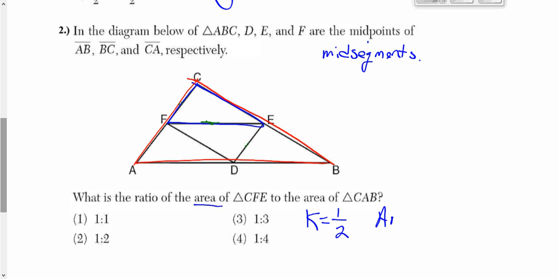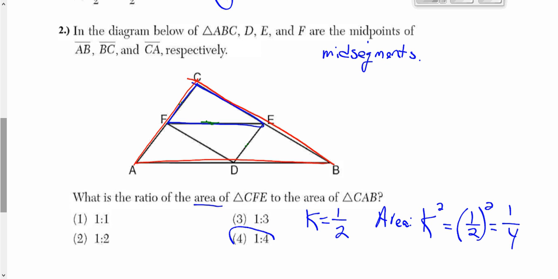So for area, we have to do k squared. It's half, which equals 1/2 squared. What's 1 squared? 1. What's 2 squared? 4. So the area is 1/4 the area of the original. All the sides are half, but remember, for area it was squared, so it's 1/4.